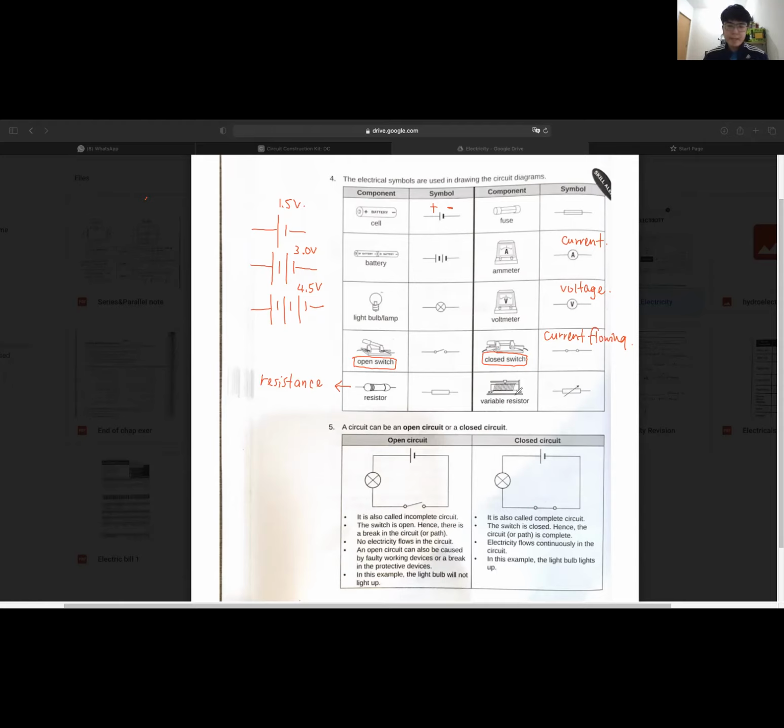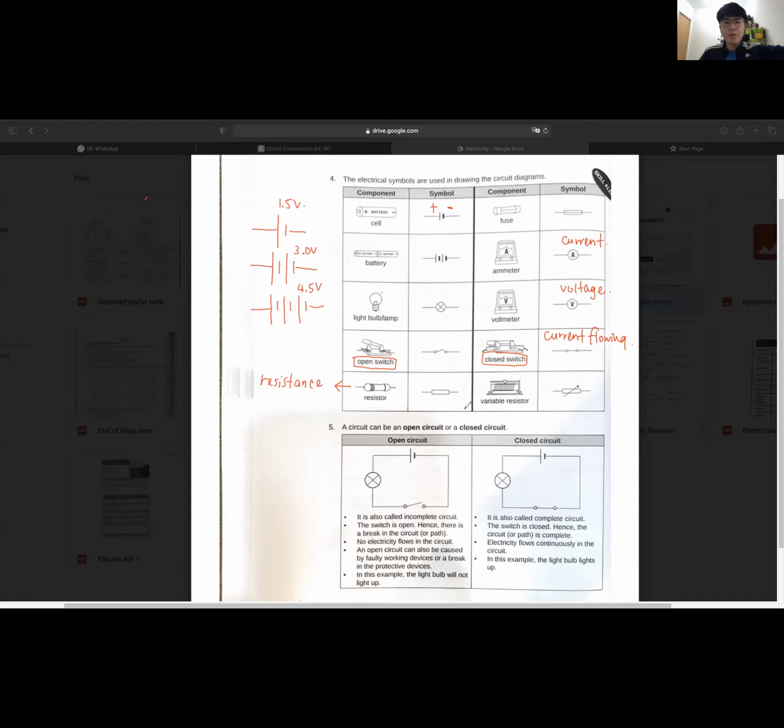And the last one, variable resistor. You have two types of resistors. One is a fixed one, the one on the left. Another one is a variable. Variable means you can adjust. You can increase the resistance or decrease the resistance. If you increase or decrease the resistance, it will affect the current in the circuit. So you can adjust the current in the circuit using a variable resistor. So two types.